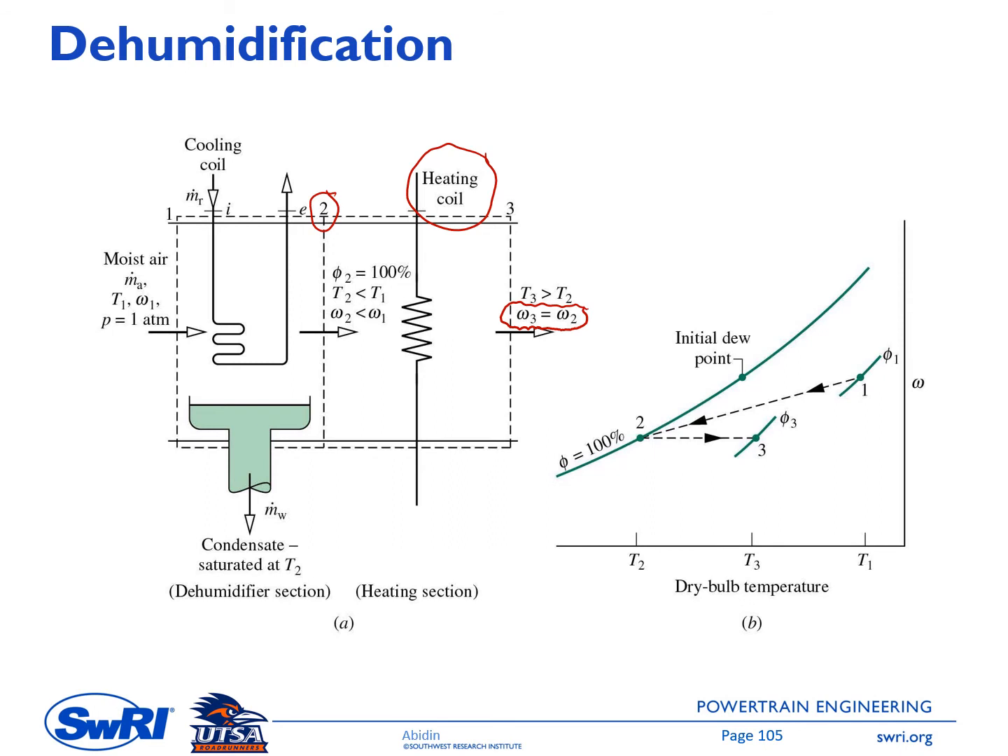On the right side here is the schematic of the process in the psychrometric chart. We have state 1 going to state 2, which is at a saturation condition. And then there will be a heating that will bring the state to point 3 here. Once again, between point 2 and point 3 they have the same omega. Therefore, point 2 and point 3 are connected by a straight horizontal line.